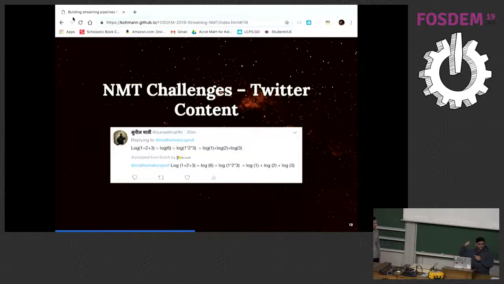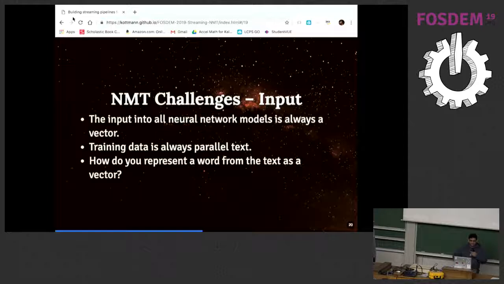So how do we avoid those kinds of challenges with machine translation? The first thing to look at is, what is the kind of input that you would expect for machine translation? Since we are dealing with neural networks here, the input to most neural networks is a vector. A vector is an array of numbers. And the training data for this, since we are dealing with sequence-to-sequence models, you have two parallel training corpuses coming through, and it's parallel text. Now the challenge is, how do you represent a word from the text as a vector, and convert that into a feature store?